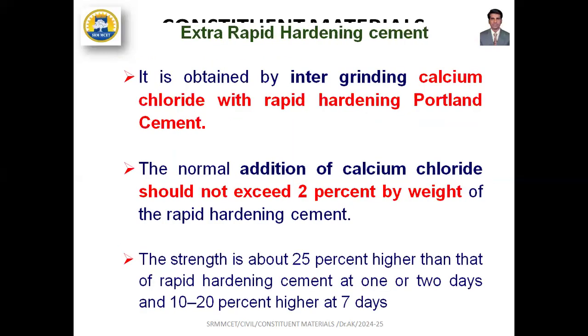The next one is extra rapid hardening cement. This is superior to the rapid hardening cement. This particular extra rapid hardening cement is obtained by adding calcium chloride. The important point is that the addition of calcium chloride should not exceed 2% of the weight of the cement.